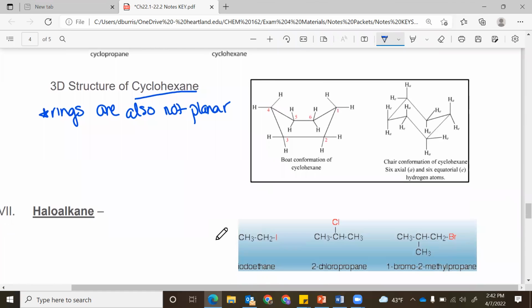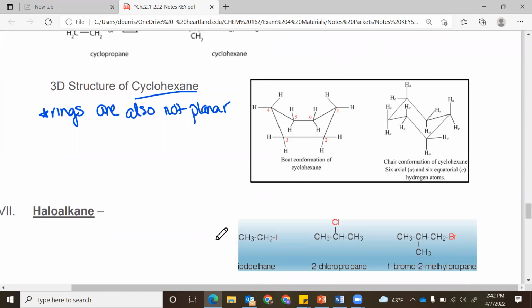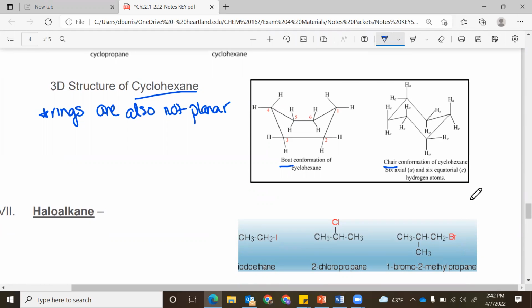So when they try to get as far away from each other in 3D space, right, electrons are trying to repel each other, you start to get these weird shapes. So cyclohexane can either look like this, and we call this the boat conformation, or it can look like this, and we call this the chair conformation, because supposedly it looks like a chair. Now, you don't have to memorize and be able to draw these, but the fact that they are three-dimensional and stuff is sticking out is really important.